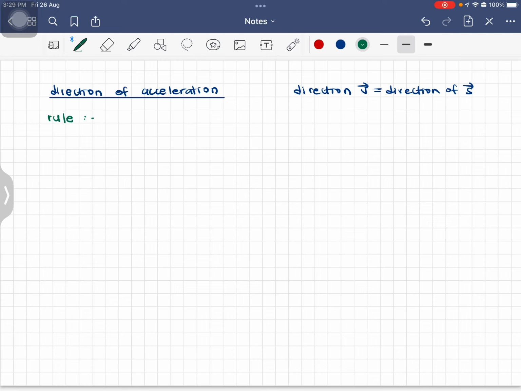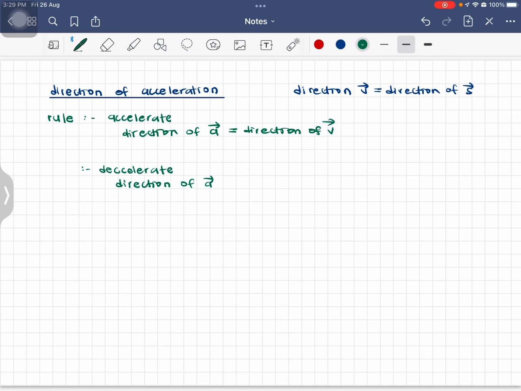If you accelerate, which is your speed is increasing, you will have direction of A same as direction of V. But if you decelerate, your speed is decreasing. Okay, direction of A is opposite direction of V.